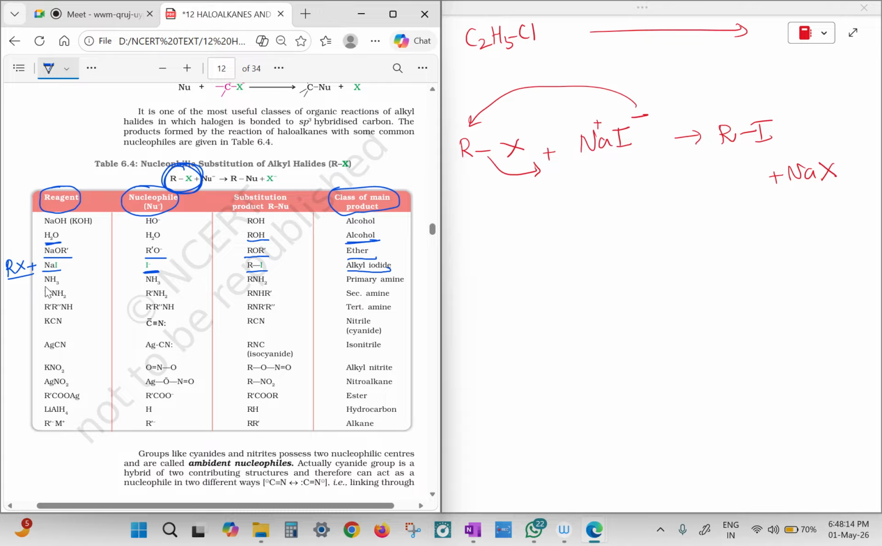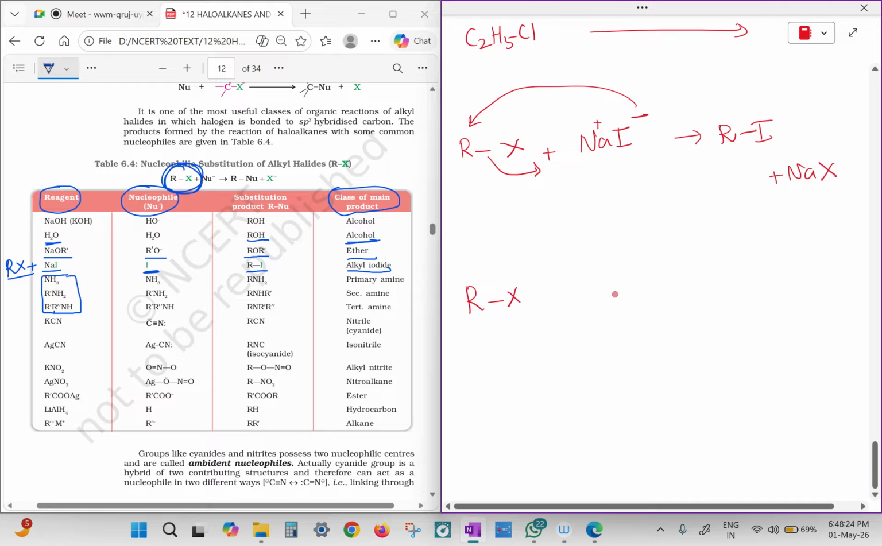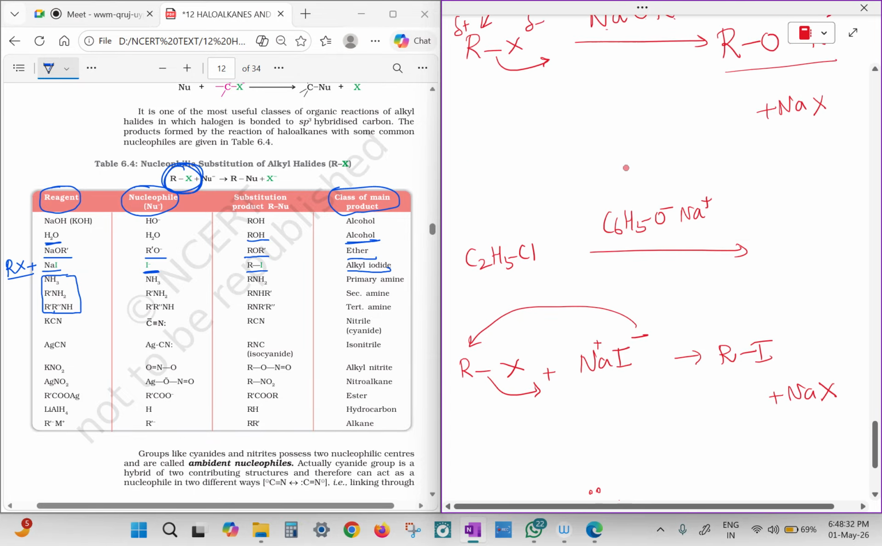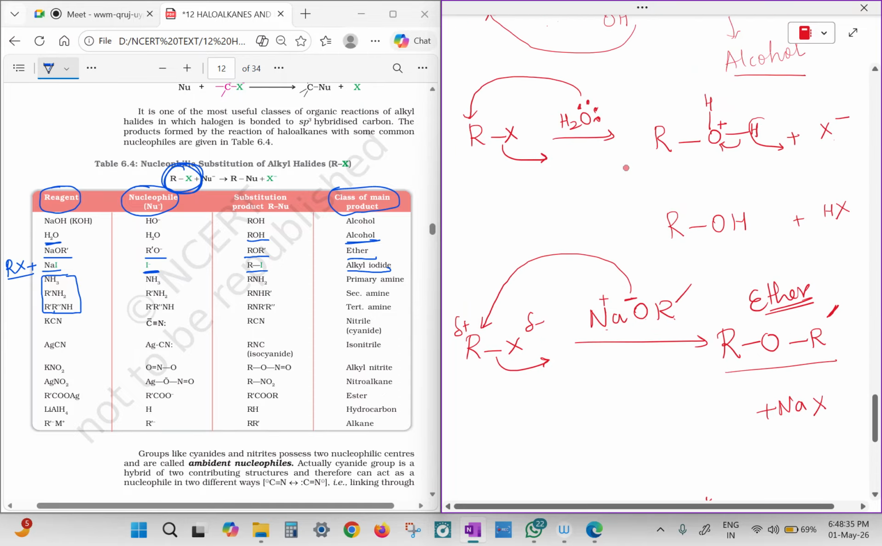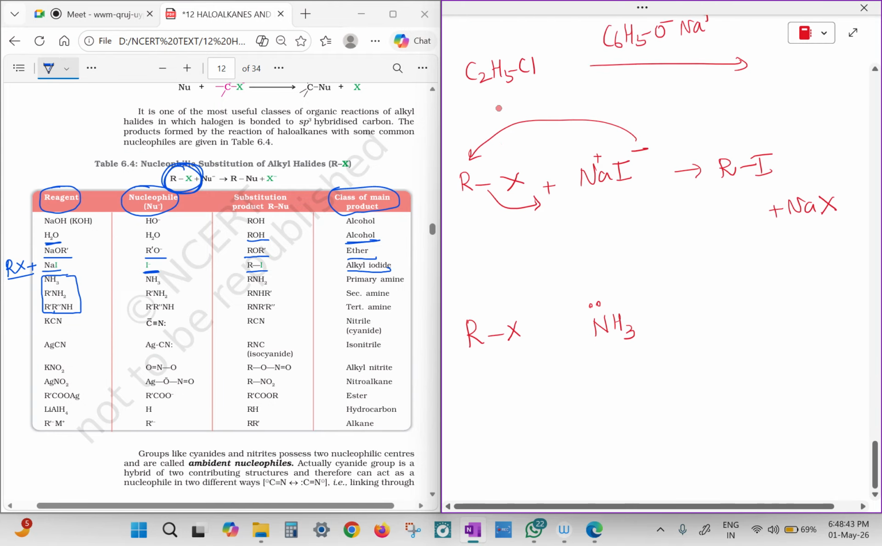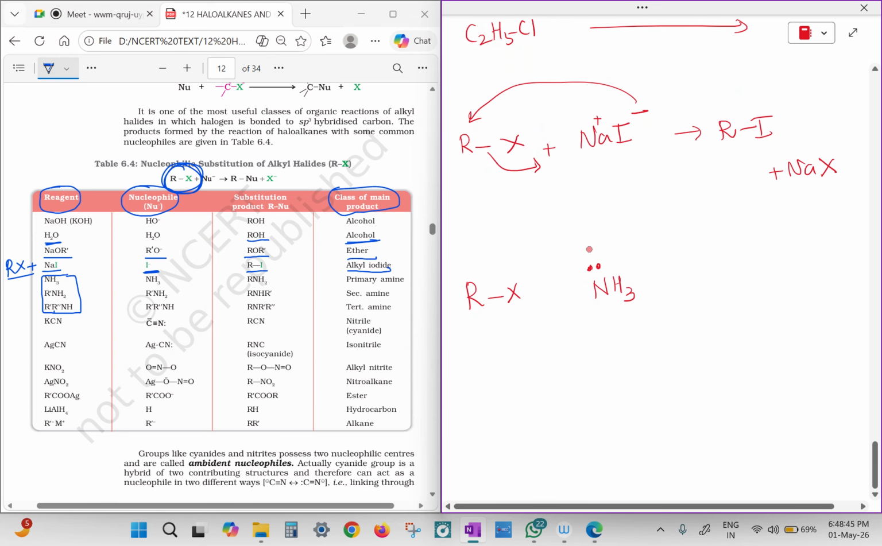The next one is very popular. When we go to the last lesson, these reactions will be repeated again and again. These three, what are they? If you have RX and you use NH3, like the water molecule, which was acting like a nucleophile here. When water acts as a nucleophile, the lone pair present on the oxygen is the one because of which it is able to attack. Similarly here, ammonia has a lone pair present on the nitrogen. So the attack is by the lone pair on the alkyl halide.